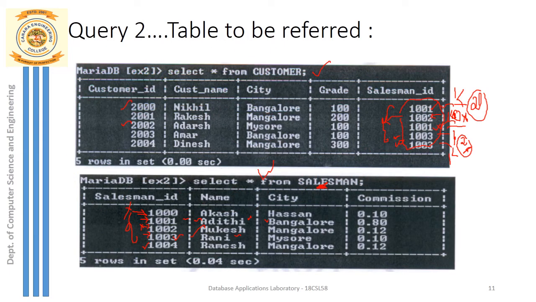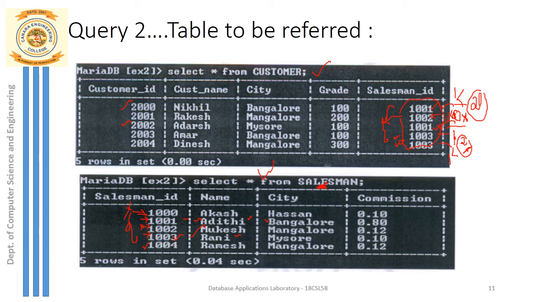You can see the tables that have to be referred here: customer table and salesman table, right? So as per our query, we can start from the salesman table. For each salesman, I'll start checking. I'll start with the first salesman whose ID is equal to 1000. I'll match this salesman ID with the customer table here. So I'll come to the customer table and match with the salesman ID here.